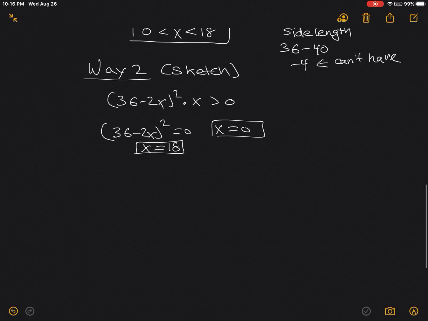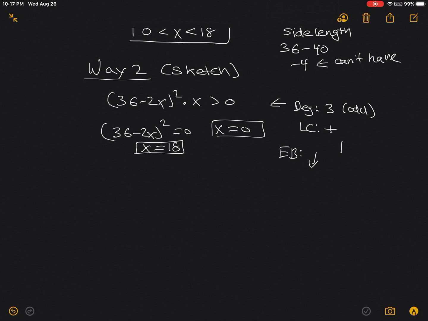Now, for those of you who remember how to sketch, the degree of this function is 3, which means it's odd. The leading coefficient, I don't know what the actual number is, but if you square this, x is going to be squared. A squared term times x term is x cubed. It's still going to be positive. And so the end behavior is fall on the left, rise on the right. Hopefully you guys were taught that. If not, it's going to be reviewed again.